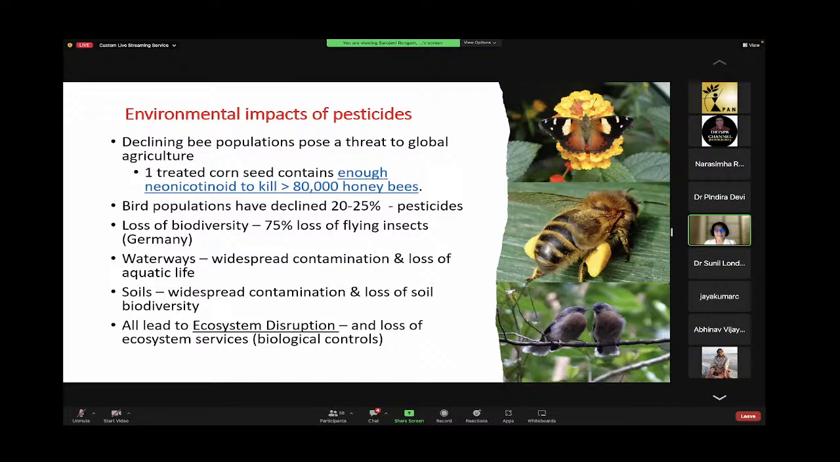Bird populations have declined 20 to 25% because of pesticides. There's a loss of biodiversity, 75% loss of flying insects, massive contamination of waterways and loss of aquatic life, contamination of soil and loss of soil biodiversity. What is happening is ecosystem disruption. We lose a lot of very important aspects of predators and biological controls, eco-balance, and often that is because of the pesticides that we use in food and agriculture production.